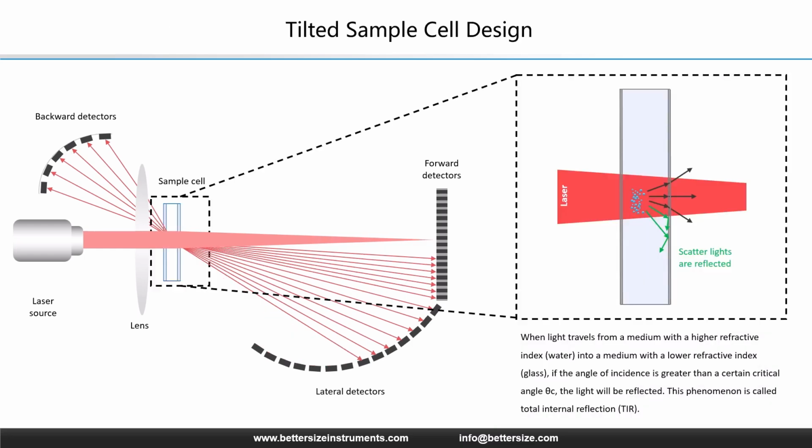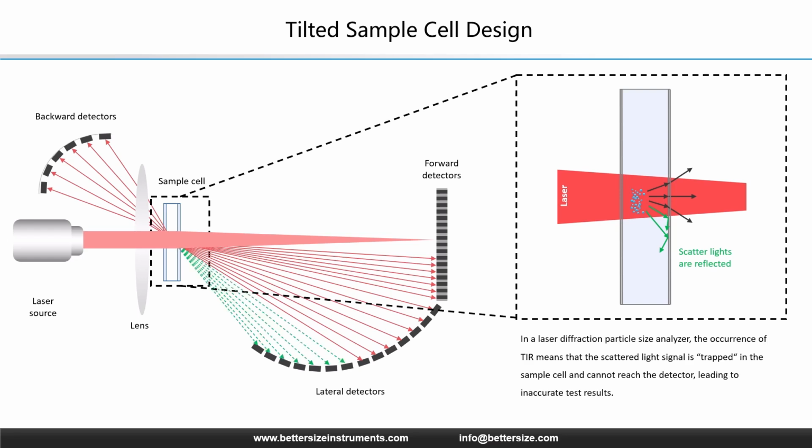Now, we face a fundamental physical limit of a standard optical design: total internal reflection. In a typical straight cuvette, when light scatters at very wide angles, which is the specific signature of very small particles, it hits the glass-air interface at a shallow angle. As you can see from the green dashed lines, this light cannot escape. Instead of passing through to the detectors, it hits the critical angle and reflects back inside the cell.